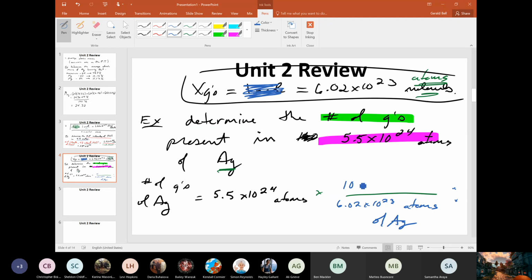107.87 grams of Ag. Cancel, cancel. So this one's a little more complex on our calculator: 5.5 times 10 to the 24 times 107.87 divided by Avogadro. Let's see what we get.